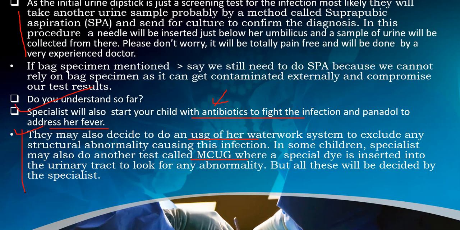Now, this is an important part of management. You have to address that if management is a task. So you have to say that it's not for this child. A specialist might consider doing an ultrasound of the urinary tract to exclude any structural abnormality. Also, sometimes a specialist might do another special test called micturating cystourethrogram, where a special dye will be inserted into the urinary tract to look for any abnormality.